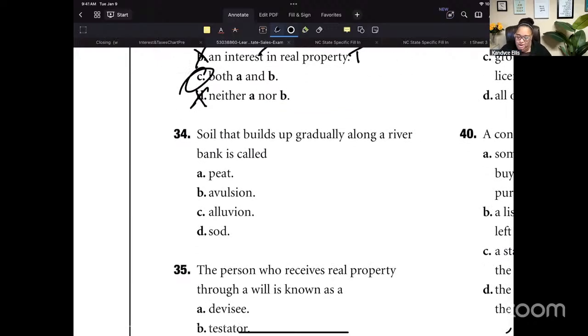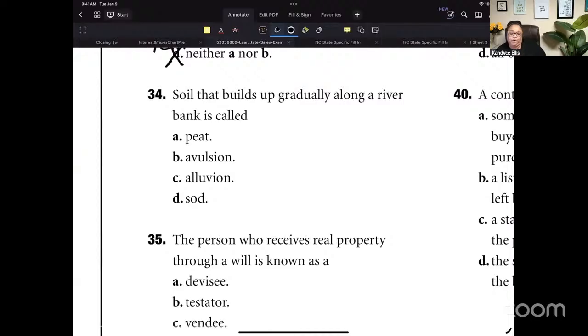All right, number 34. Soil that builds up gradually along a riverbank is called A, peat, B, avulsion, C, alluvion, or D, sod. Anybody got a clue?